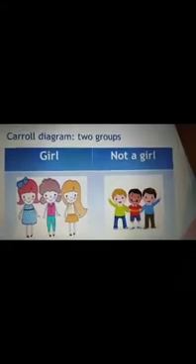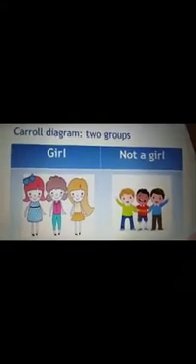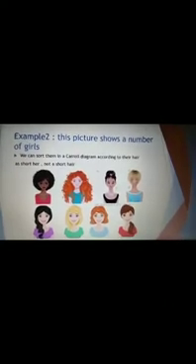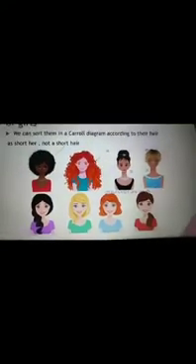It can also use the yes and no manner. So we can say here, yes, she is a girl, no, she is not a girl. Here is another example about how we can write data using a Carroll diagram. This picture shows a number of girls. We can sort them in a Carroll diagram according to their hair. We can say girls with short hair and girls with no short hair. Let's see together how we can put them in a Carroll diagram.